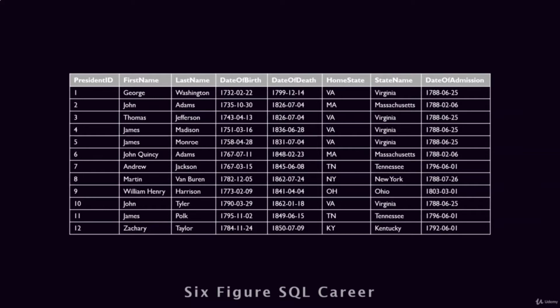Now you can see where this can be a problem when it comes to data integrity, because you can have slight misspellings of the state names, or maybe a date of admission for George Washington for Virginia might be different than the one for Thomas Jefferson because of a typo or an error. So this is the risk that you have with a denormalized table.